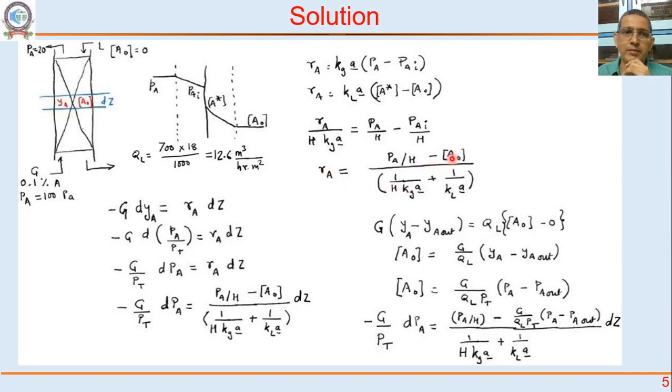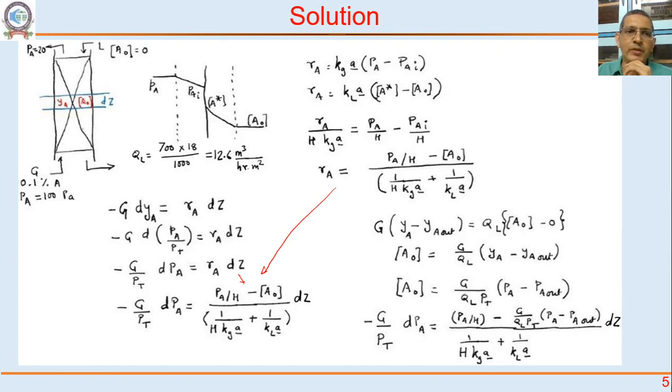Now A naught at any location is the dissolved concentration of A in the liquid phase. If I do a differential material balance on this differential element, minus G into dYA would be RA into dZ. So minus G dy, where y is PA by PT, partial pressure of A divided by total pressure. Total pressure is constant. So RA we can substitute from here. This is undergraduate stuff.